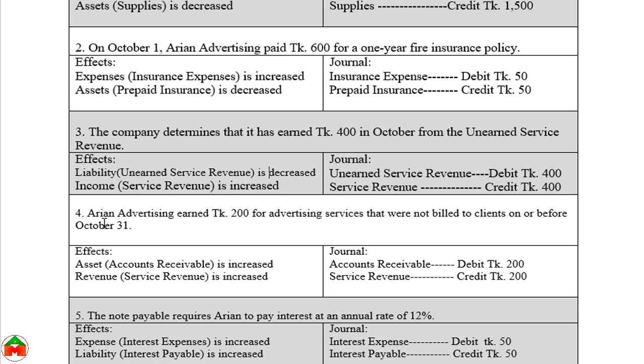Here the 4th adjusting entry: Aryan Advertising earned Taka 200 for advertising services that were not billed to clients on or before October 31. So they provided service, but there was no receipt from the customer. So service provided, revenue increased, so service revenue credit 200. On the other hand, for the service, this company will receive Taka, so accounts receivable, an asset, increased. Accounts receivable is debit.